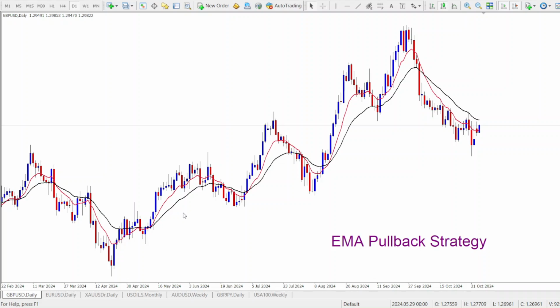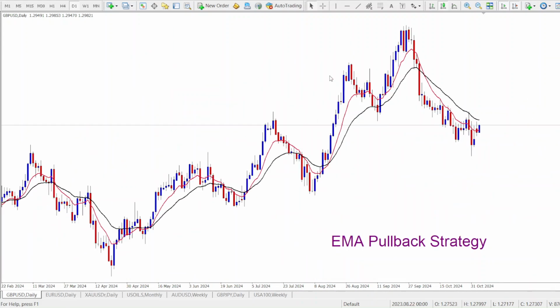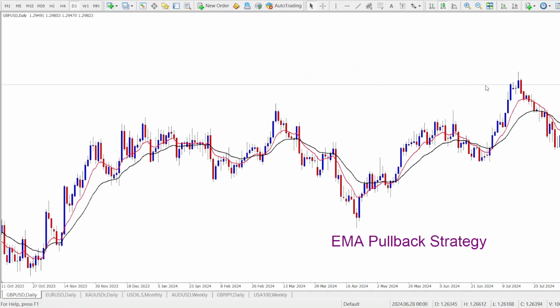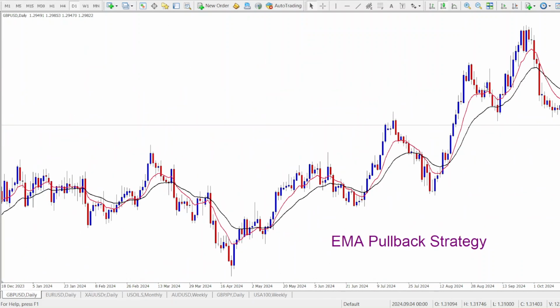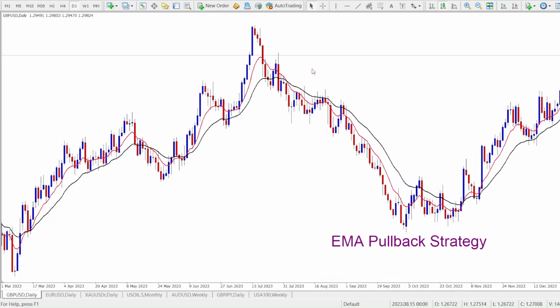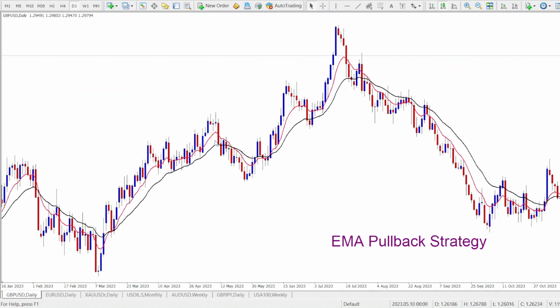Once you have added this to your chart, you will want to observe how they interact with the price. The key is to look for pullbacks to the EMA during an established trend. For example, we need to watch out for smoother trends that have a more steep slope, such as this one.